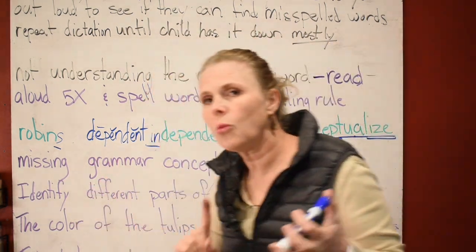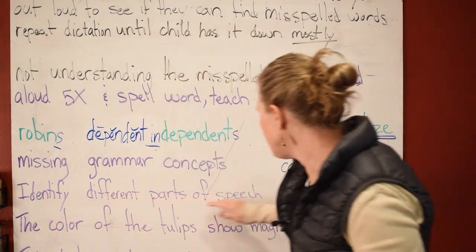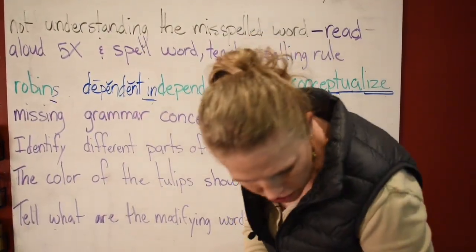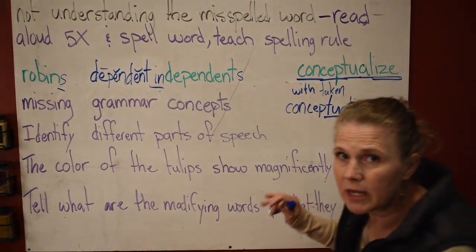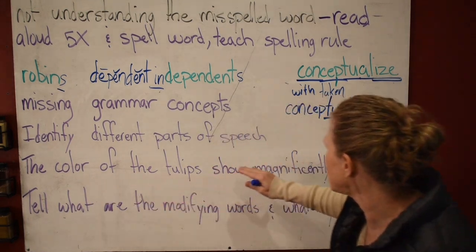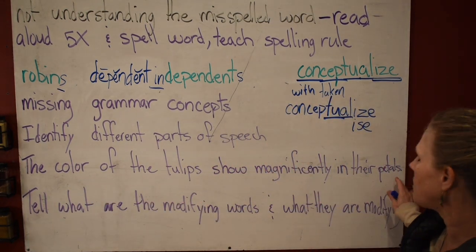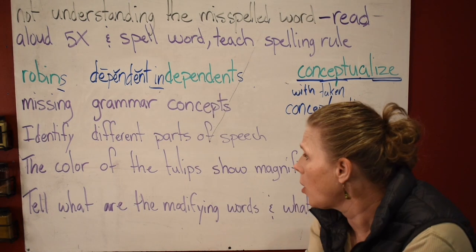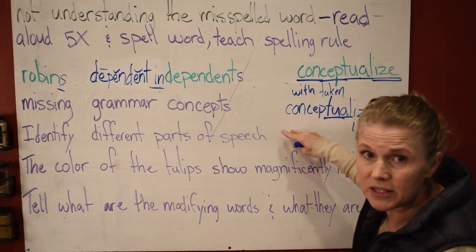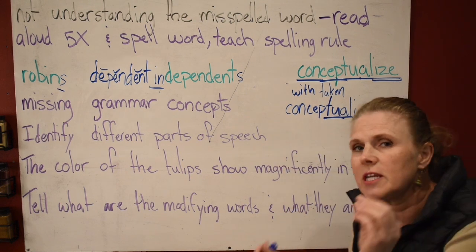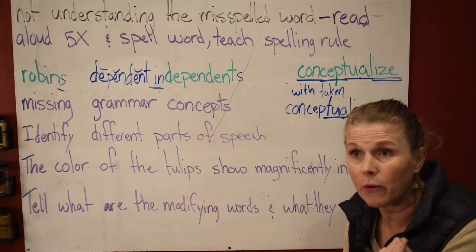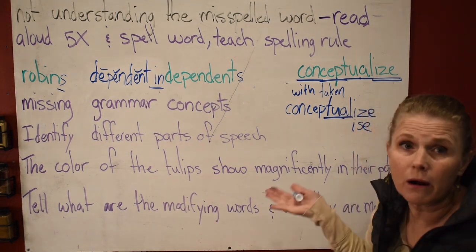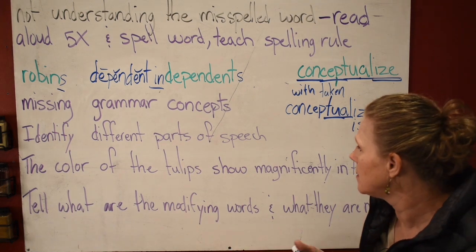So now you also want them to identify different parts of speech. So when they are doing their dictation sentence, so this is the dictation sentence, and I pulled it out of another lesson. The color of the tulips show magnificently in their petals. Now, you want to say, identify the different parts of speech. The first thing I do, it takes out lots of words. We're going to take out our prepositional phrases. What are our prepositional phrases in here, boys?